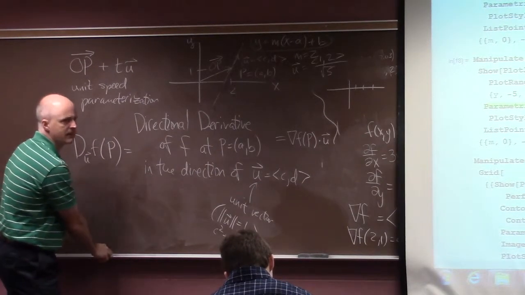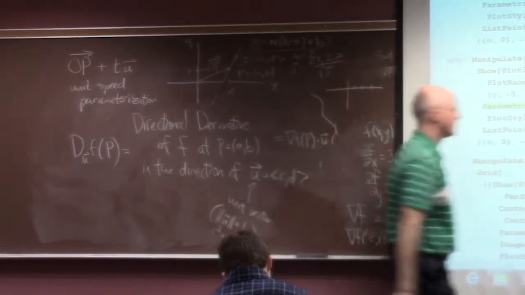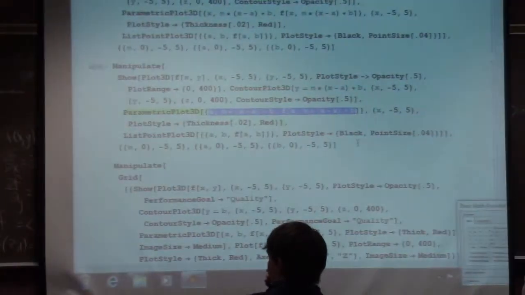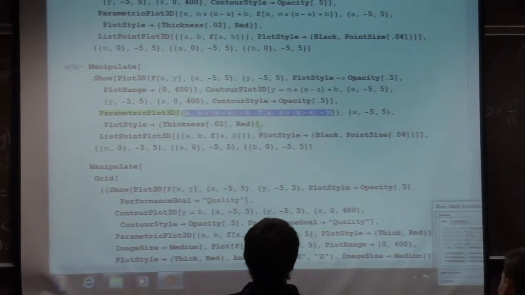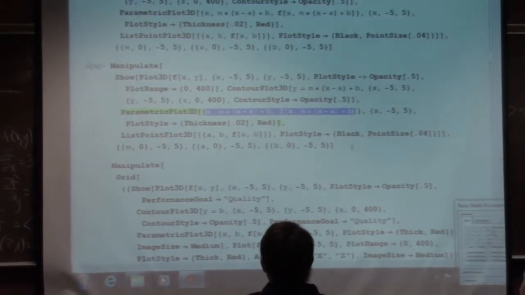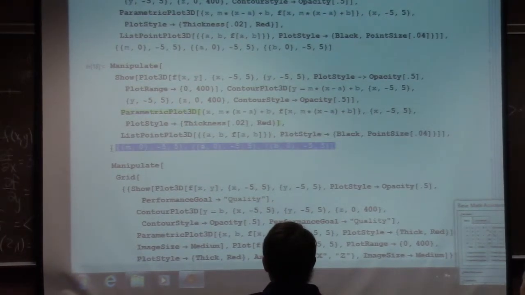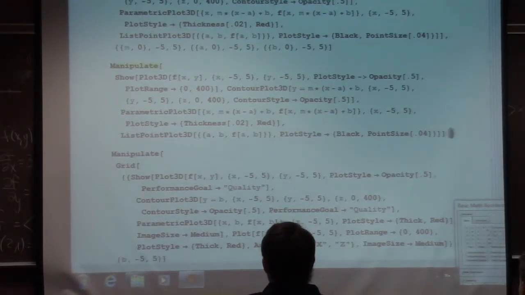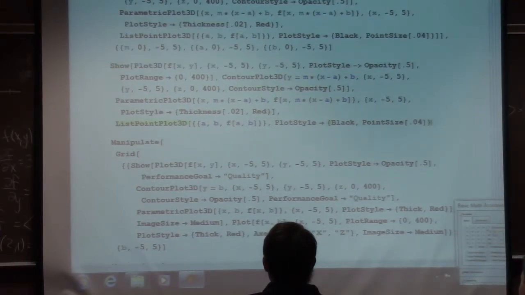I think I'm not going to manipulate it. I'm just going to make it a specific one here. Make it simpler. So we'll get rid of the animation, get rid of the M, B, and M, A, and B. Get rid of the manipulate. Make the A and B 2 and 1. And use a different parameterization here.